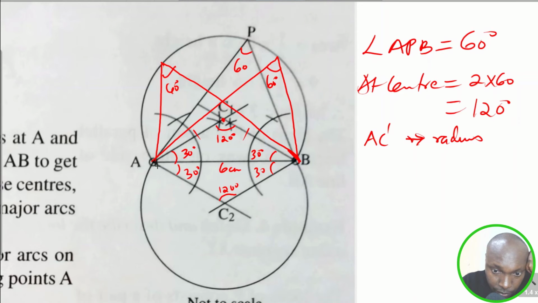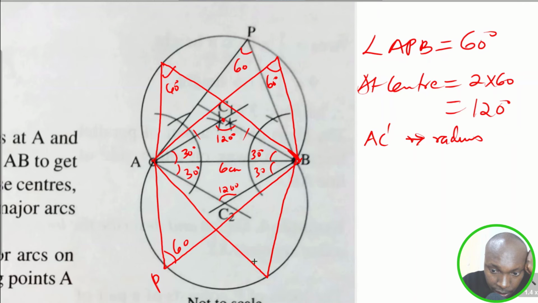So meaning any angle you take here, this one will be 60, so P can also be there. Any angle that you take here, because that is the angle subtended by chord AB at the center of the circle, this one will be 60 degrees, the angle at the center 120. So that is simply how you construct that.